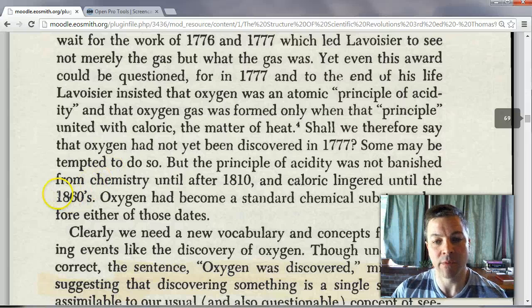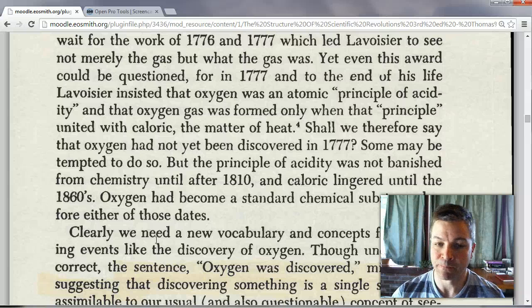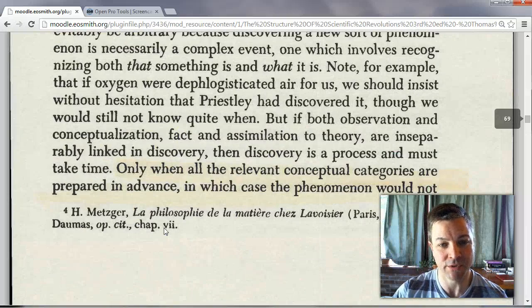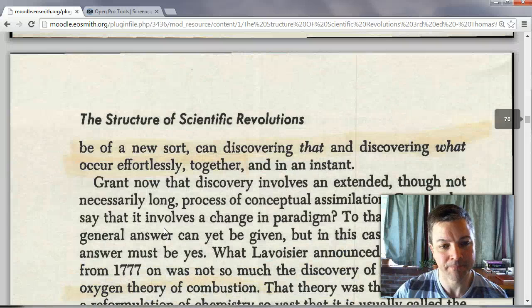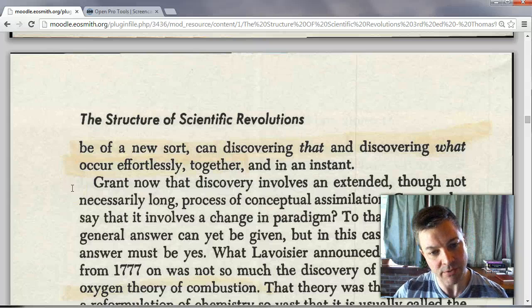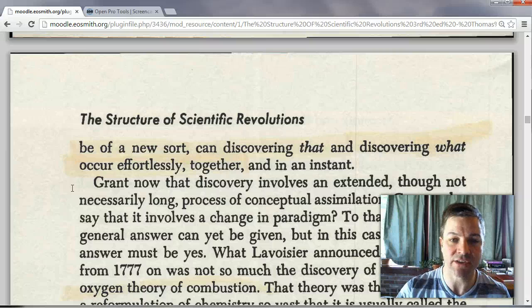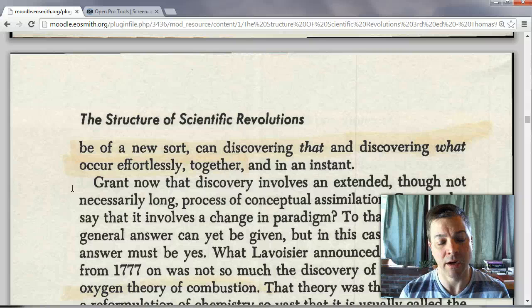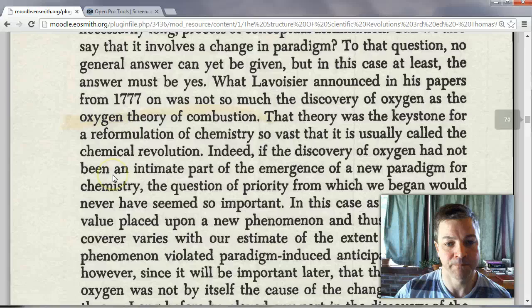Clearly, we need a new vocabulary and concepts for analyzing events like the discovery of oxygen. Okay, so we've apparently come up with the need for changing the way we look at things, at least according to Thomas Kuhn. "Grant now that discovery involves an extended, though not necessarily long, process of conceptual assimilation." Okay, so he seems to be saying discovery is not just a single-time event, like an instantaneous event. It takes a period of time, and it's a kind of gradual process.